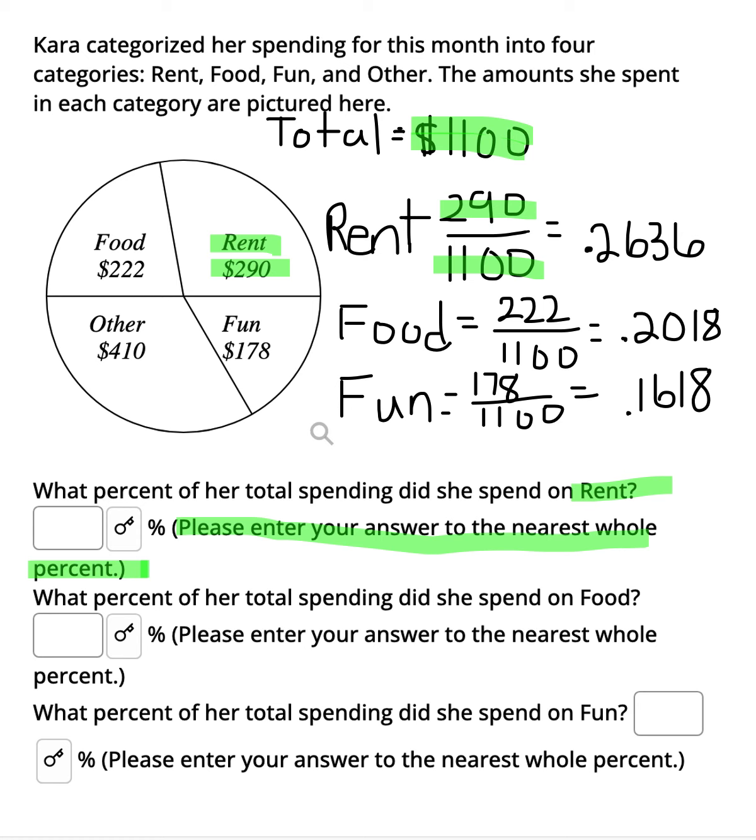So I'm going to take this 0.2636, multiply it by 100 to put it in percent form. So I get 26.36. And then if I round it to the nearest whole percent, that just gives me 26. So for this answer here, I'm going to put in 26 for the first part.